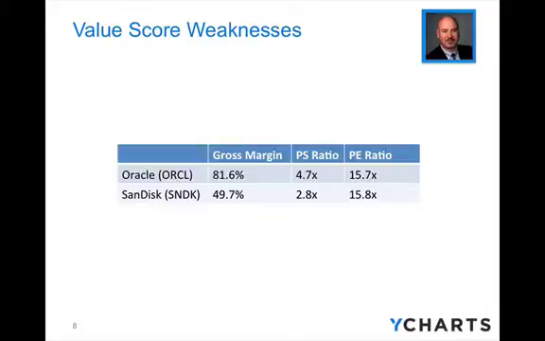Like the other weaknesses that the value score framework has, if a company has very high gross margins, it just simply has to score better on other of the factors in order to get a high overall value score.